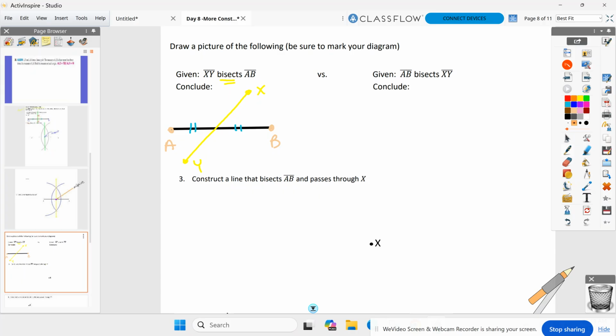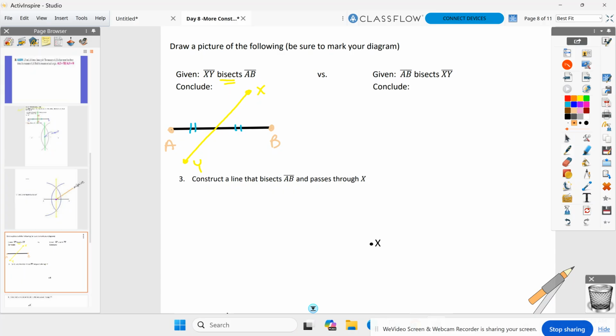All right, let's flip the script. Over to the right now. AB bisects XY. Give me that diagram. AB bisects XY. I'm going to let you be creative. You do it. Get the point across. Give me a diagram that says line segment AB bisects XY with correct markings on the correct parts.